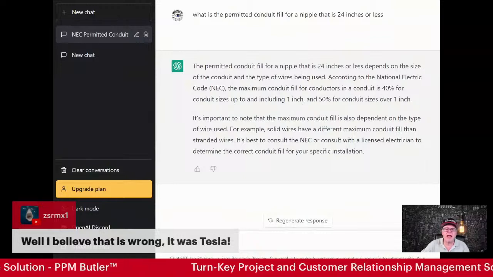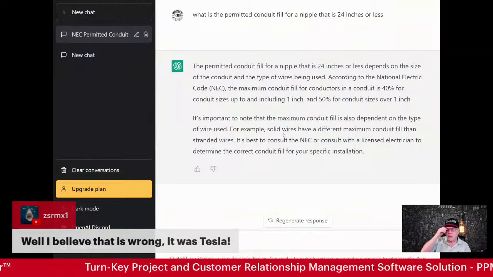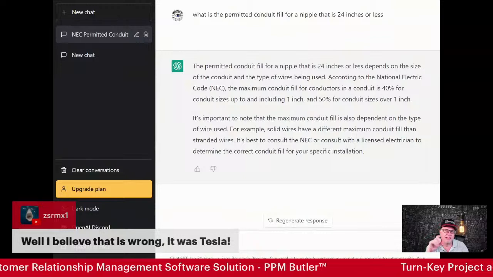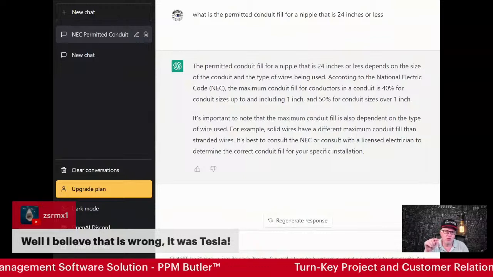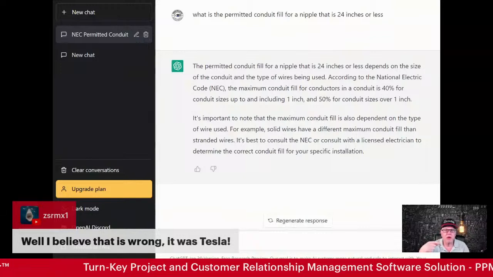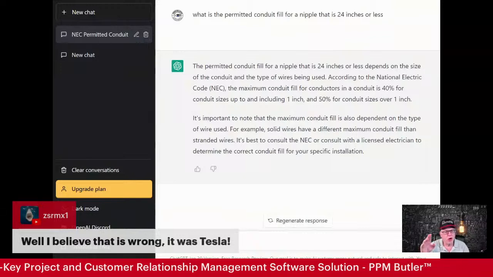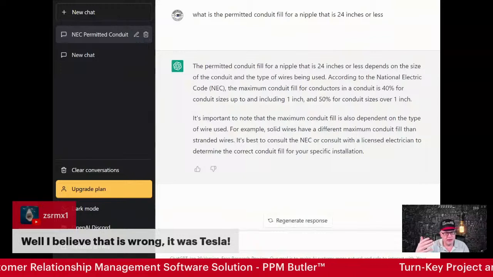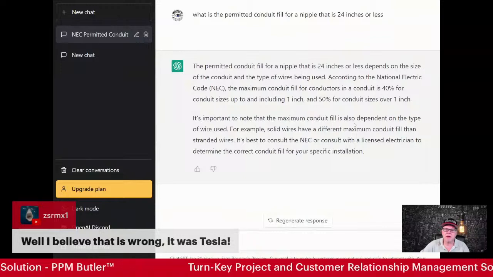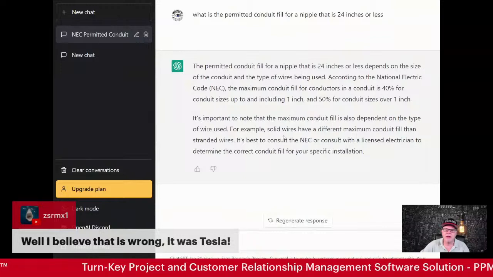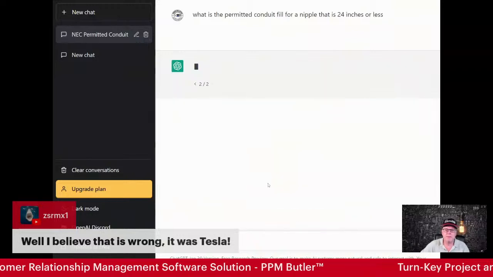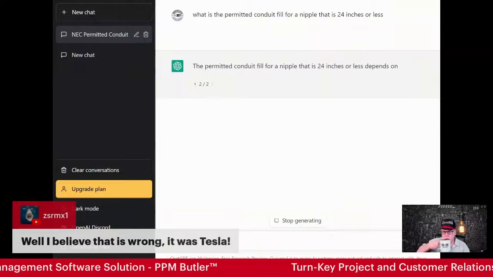I don't like this answer. So it's a good question. But when I'm doing this, I might have asked it differently. But this is also a learning tool. Okay. It learns and it's going to make it better. So I don't know how much information is in this thing about the NEC. But I'm going to correct it here, right? It's important to note that the maximum conduit fill is dependent on the type of wire used. For example, solid, okay. I don't like it. So now I'm going to regenerate and see what else we get.